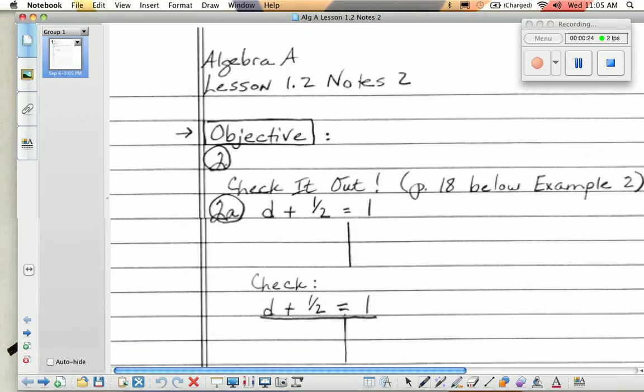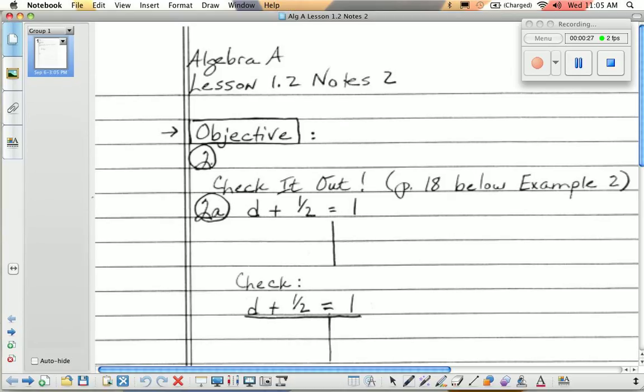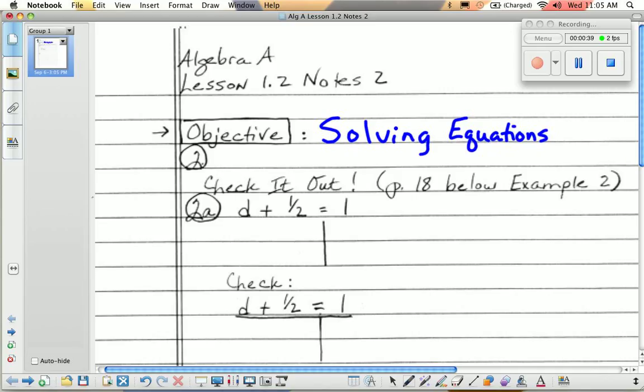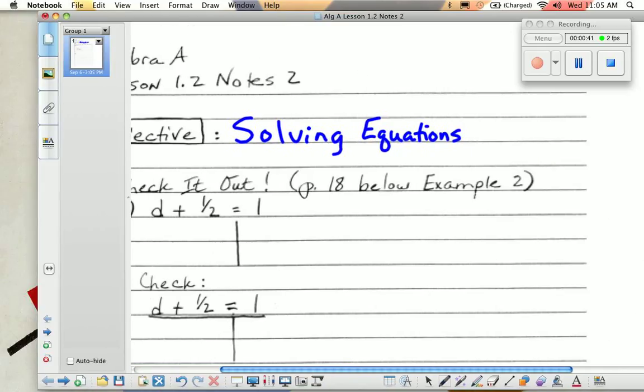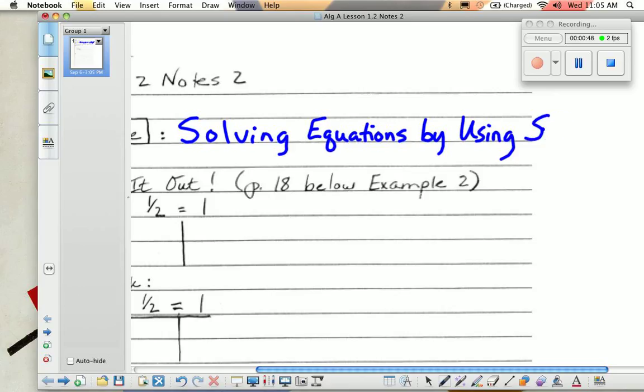Okay, so let's fill that in right here: solving equations by using subtraction. Everybody see where I'm at? Solving equations by using subtraction.